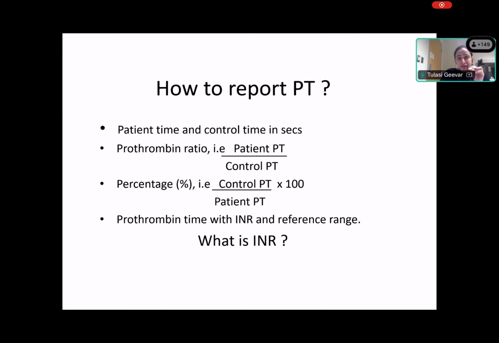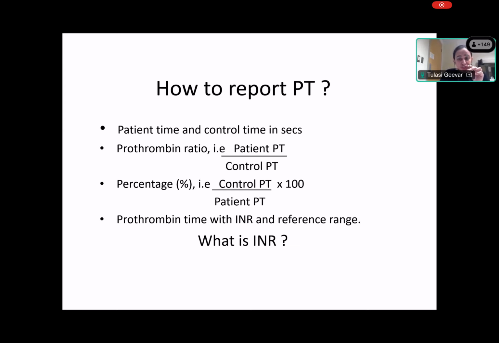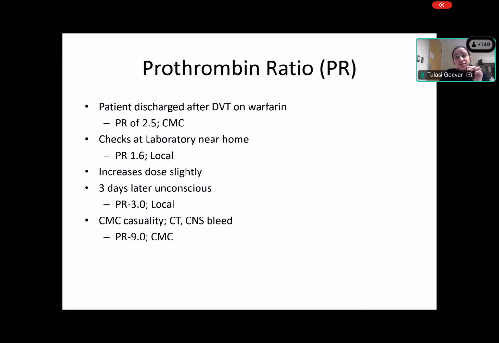What is INR? Let's try to see this through an example. The prothrombin ratio is a ratio of the patient's prothrombin time to the control prothrombin time. There was a patient who was discharged after deep vein thrombosis and was put on warfarin, and he had a prothrombin ratio of 2.5. Normally in patients on anticoagulation, you would want the INR between 2 and 3. He checks in a laboratory near home and found that the prothrombin ratio was less than 2, that is 1.6. So the local doctor increases the dose slightly.